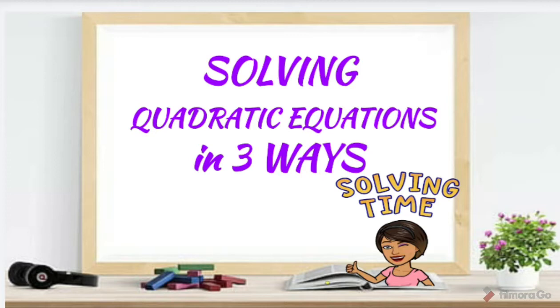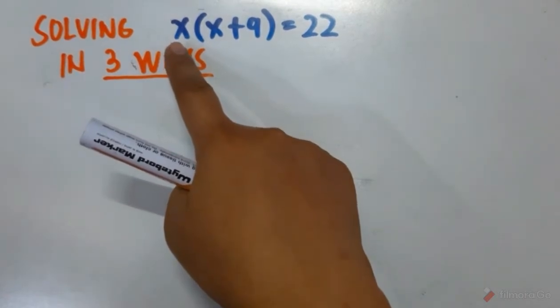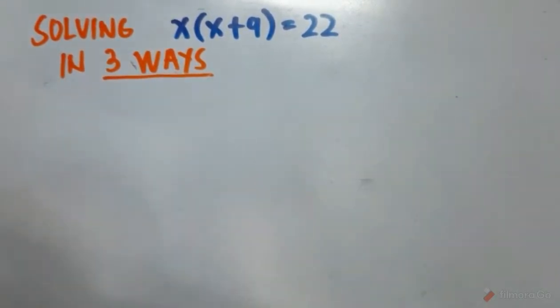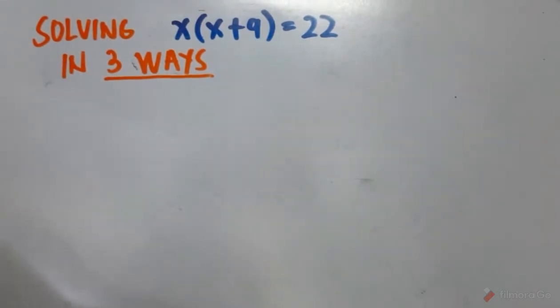This time we are going to solve quadratic equations in three different ways. First is factoring, second is by completing the square, and lastly by using the quadratic formula. This time, the equation is x quantity x plus 9 is equal to 22. But before we can solve, we must write this equation into its standard form.